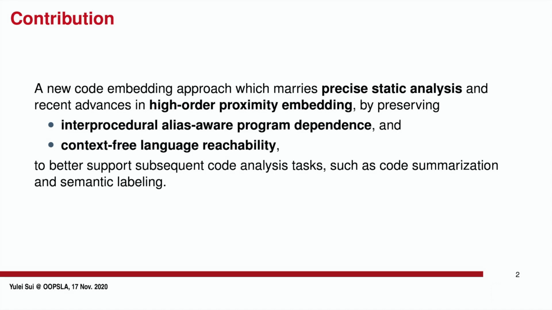This talk will present a new code embedding approach called Flow2Vec, which marries precise static analysis and recent advances in high-order proximity embedding. In particular, we will present how we precisely preserve structural information of code, including interprocedural alias-aware program dependence and context-free language reachability, to better support subsequent code analysis tasks such as code summarization and semantic labeling.